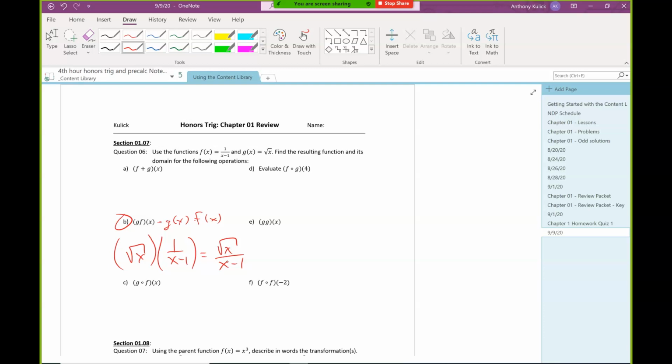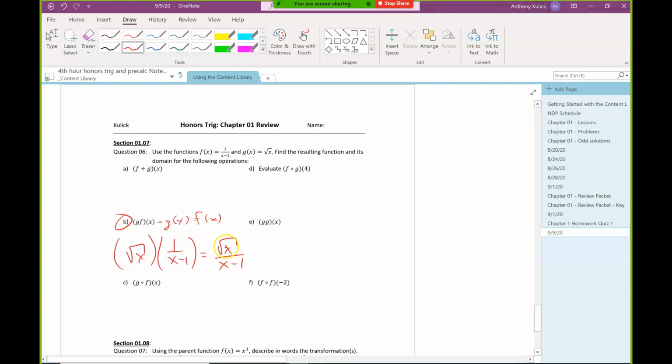Because I know that undefined times undefined will still give me undefined. If either of these two functions are undefined, it's going to be a problem for me. But I can really just look at this one, since that's still the same thing, right?